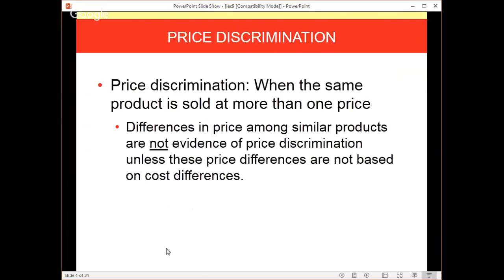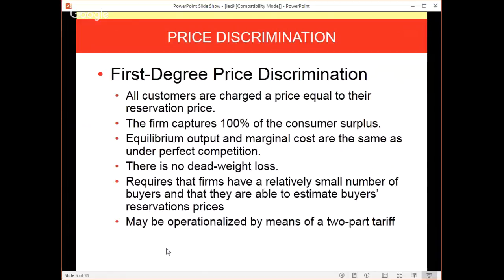First degree price discrimination is when I'm able to charge a different price to every single consumer. I charge the highest price to that first consumer that's willing to pay the highest price on the demand curve. And then the next person, I charge a little lower price, and I keep going down the demand curve. And I charge everyone a different price. What that allows the producer to do is capture 100% of the consumer surplus.